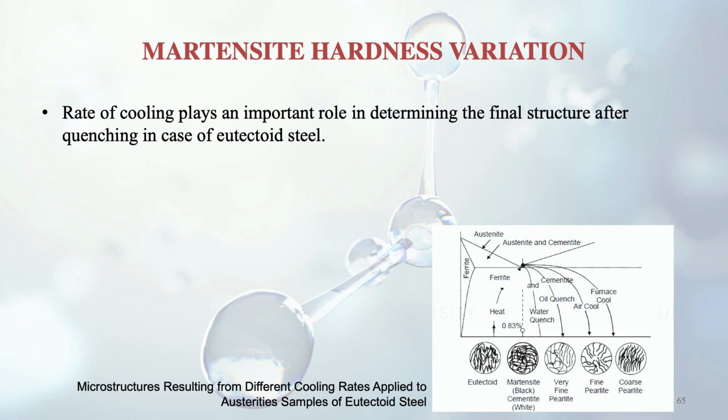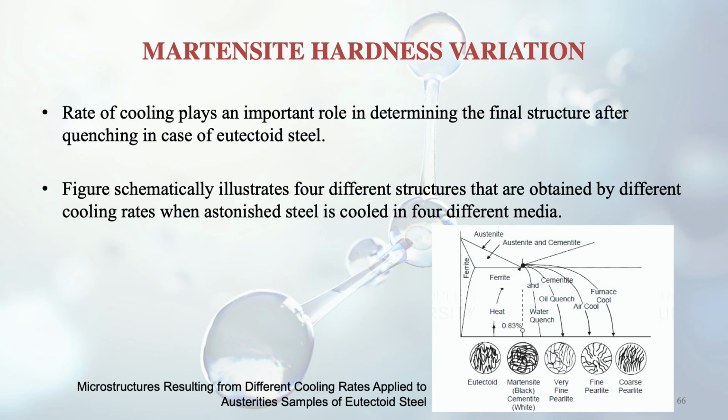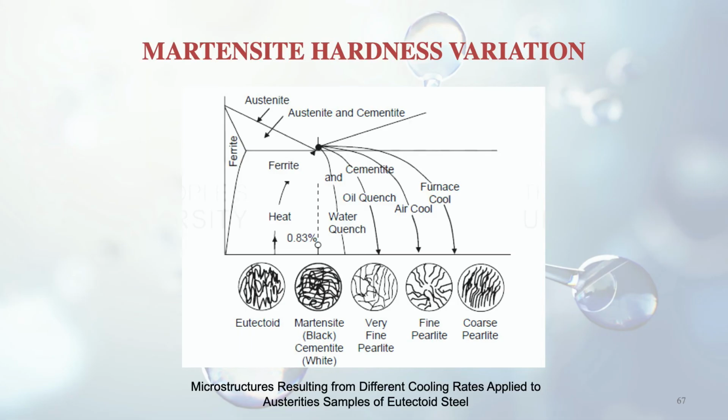Now we will discuss the cooling rate and the effect of the quenching media. How does the cooling rate affect the formation of martensite? Rate of cooling plays an important role in determining the final structure after quenching, especially in the case of eutectoid steel. The figure illustrates 4 different structures obtained by different cooling rates when austenized steel is cooled in 4 different media. It shows the microstructure resulting from different cooling rates applied to austenized samples of eutectoid steel.